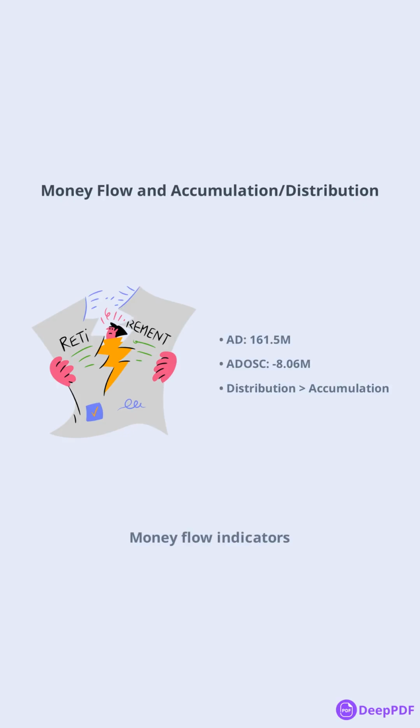Money flow indicators such as the accumulation distribution (AD) and Chaikin oscillator provide insight into buying and selling activity. TXN's AD is 161.5 million, while the ADOSC and Chaikin oscillator are both negative at minus 8.06 million. This suggests that distribution is outweighing accumulation, meaning more shares are being sold than bought.